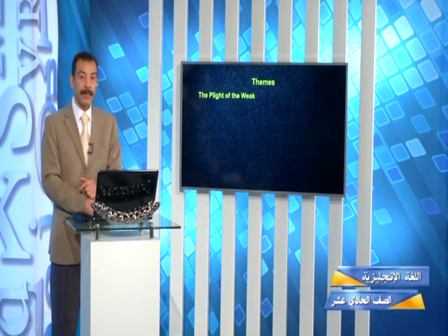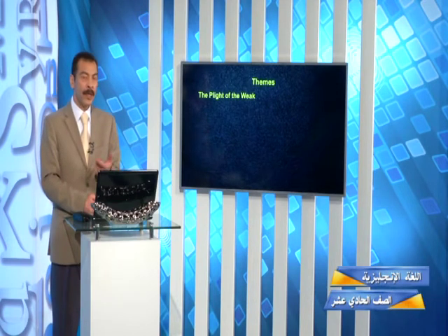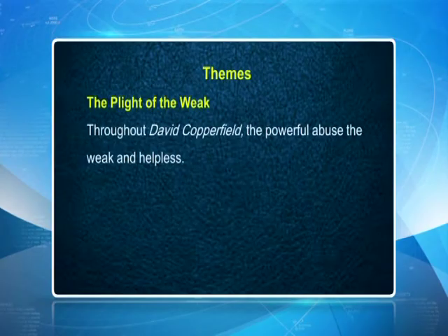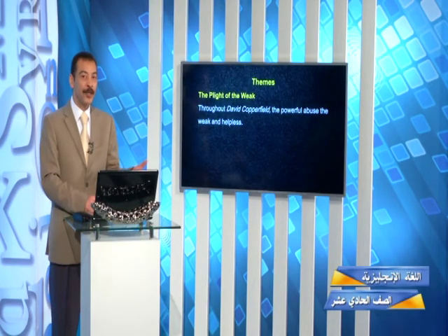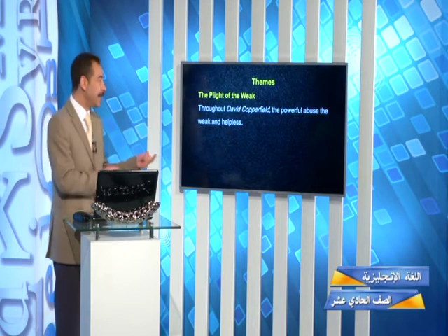Now, for the themes, we have the plight of the weak. What we mean by the plight, that is the difficulties or the hardships of the weak, of the poor. Throughout David Copperfield, the powerful, that is the rich people, abuse, mistreat the weak and helpless. That is, rich people mistreat poor people. This is what happened in the story, okay? And we are not talking about the present time, but we are talking about some things that happened in the past and are described in this story.